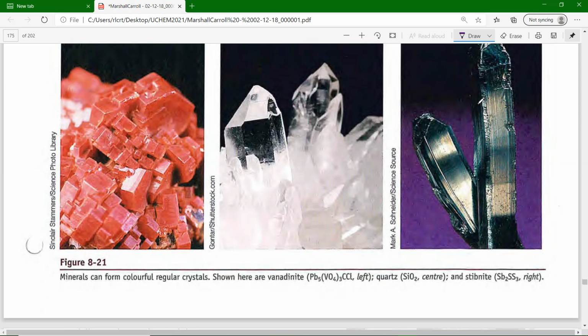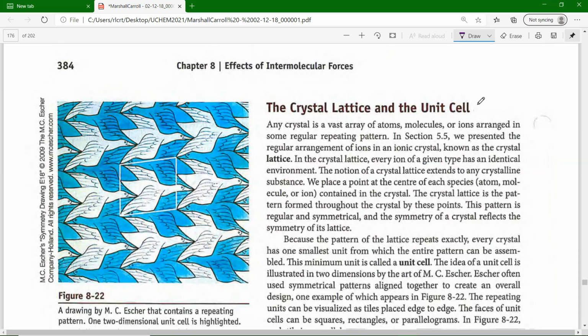Okay, stibnite happens a bit after midnight. And then there's Batman. There's always Batman.